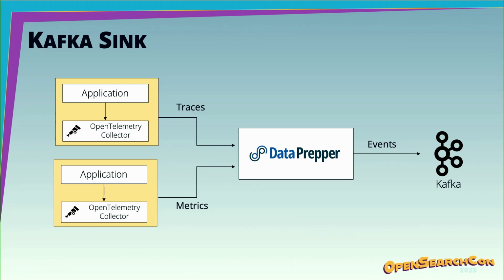Similarly, this shows the case where Kafka is used as a sink. The data is generated by applications using OpenTelemetry collectors, and they generate traces and metrics. And we have some enrichments that you can do in Data Prepper that David already showed. With that enrichment, you can send the events to Kafka for further processing.